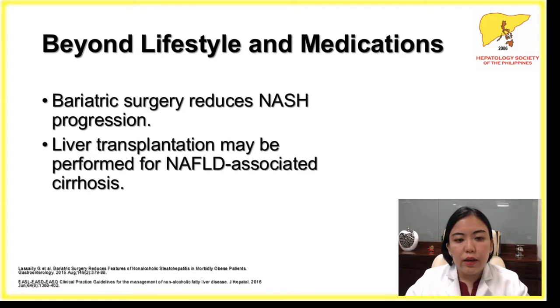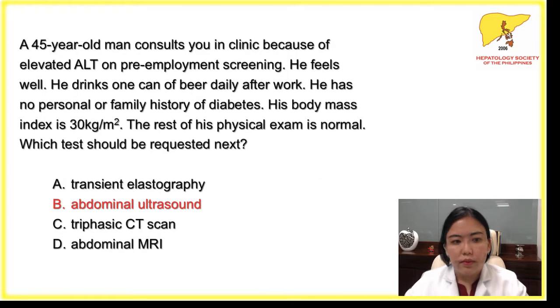In patients in whom diet and exercise fail, bariatric surgery is an option. Bariatric surgery may halt progression to cirrhosis and can lead to histological improvement. Should NASH progress to end-stage liver disease, liver transplantation may be performed. 3 and 5 year survival rates are similar to other indications for liver transplantation.